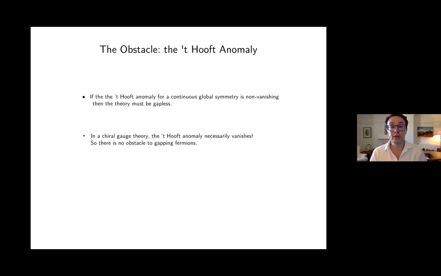However, if the symmetry does not have a 't Hooft anomaly, if the 't Hooft anomaly vanishes, then there should be no obstruction. And in particular, if you have a chiral gauge theory, you know the 't Hooft anomaly vanished because you went ahead and gauged the symmetry. So whenever you have chiral fermions, either in a global symmetry with no 't Hooft anomaly or in a gauge theory, there should be no obstacle whatsoever to giving them a mass preserving the symmetry. And the question is, how do you actually do it in principle, in practice? So that's what I'm going to tell you.